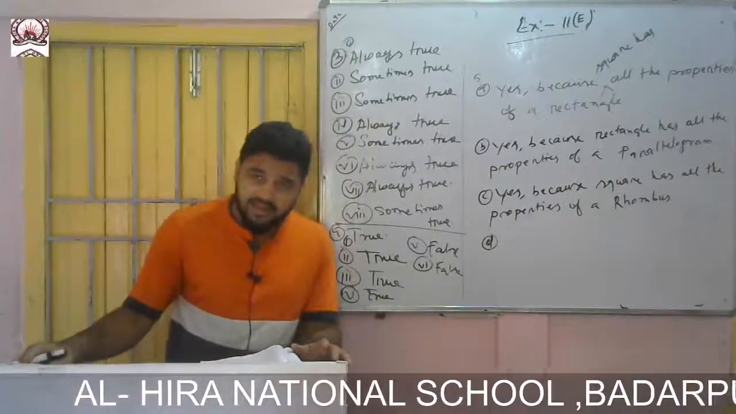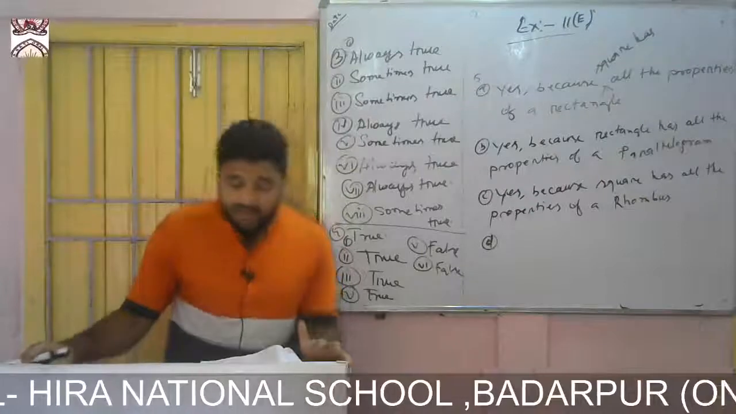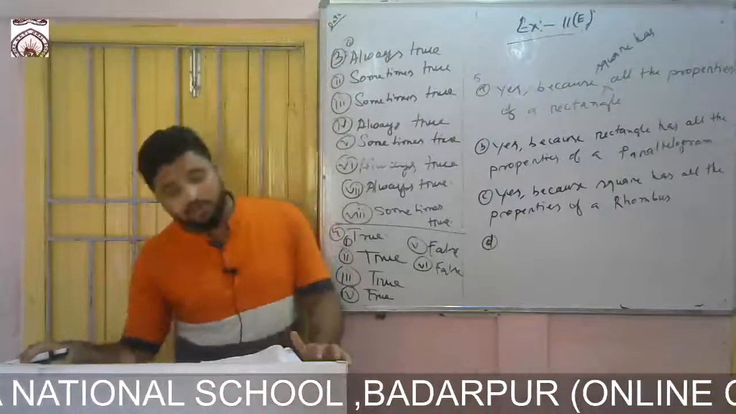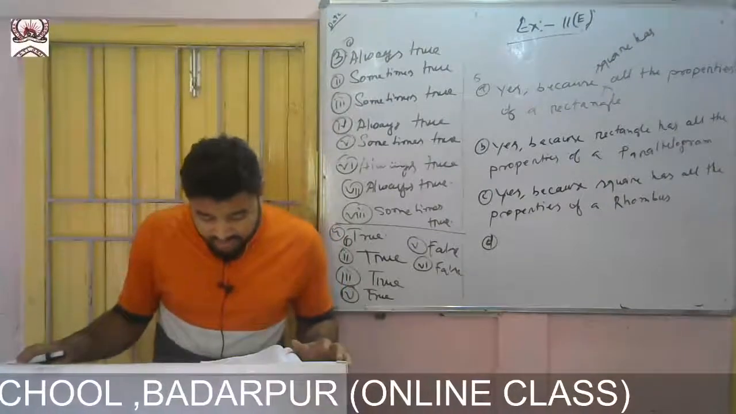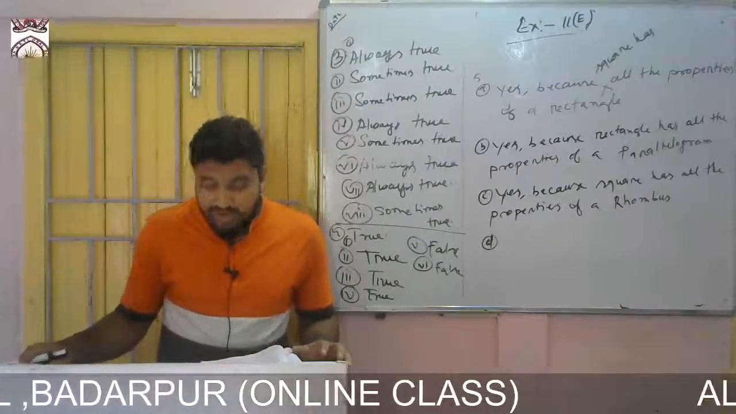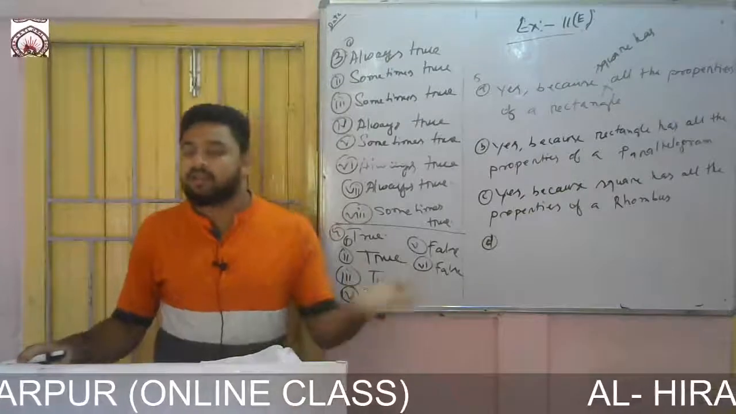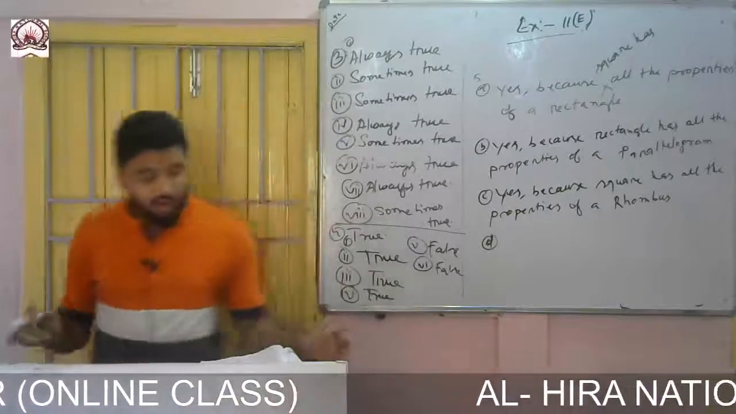In a rectangle there are four sides, so it is a closed shape. And in a parallelogram there are four sides, so it is also a closed figure. So all are quadrilaterals.